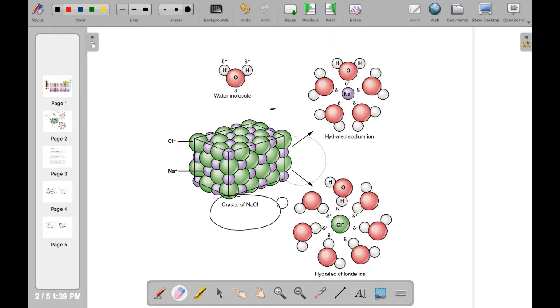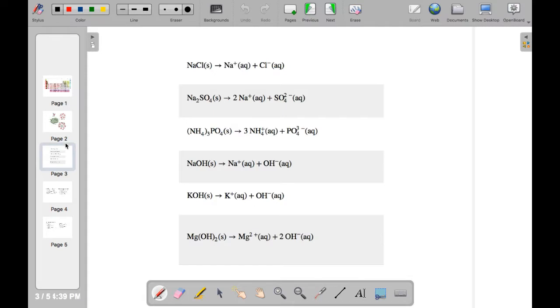That's what you need to know for the test. How do I write this out? Let's go down here and look at this. Here we have sodium chloride. First of all, let's look at these little things here. This is S. What does that S stand for? This means solid. This AQ means aqueous, which means these ions are floating in water.